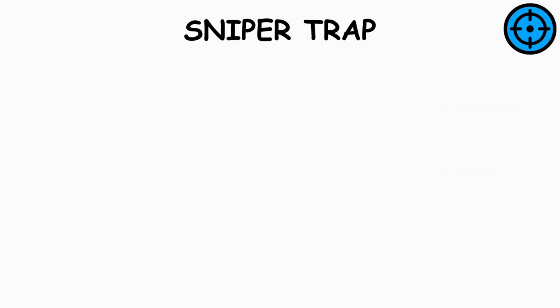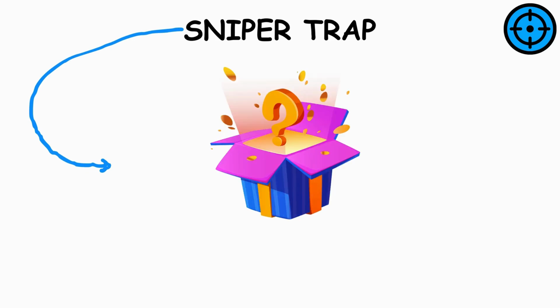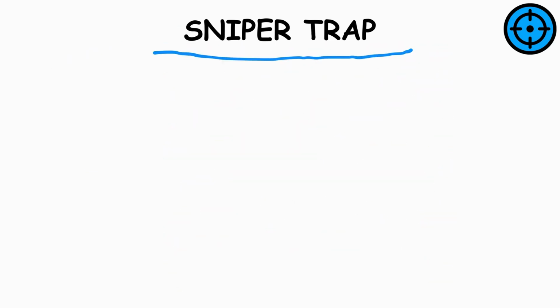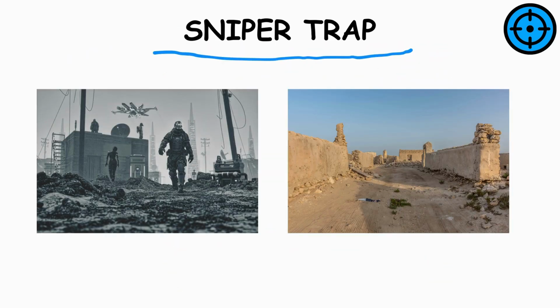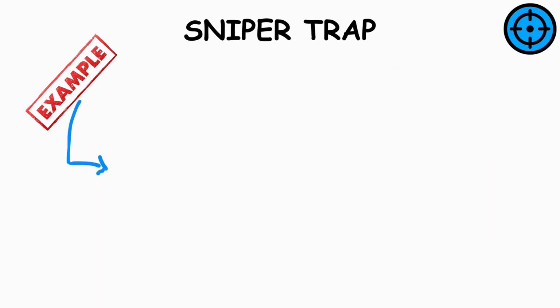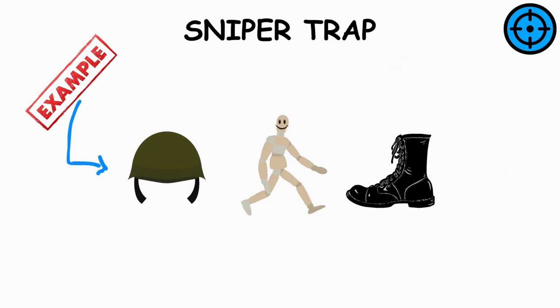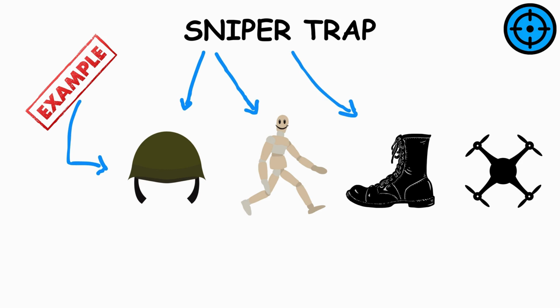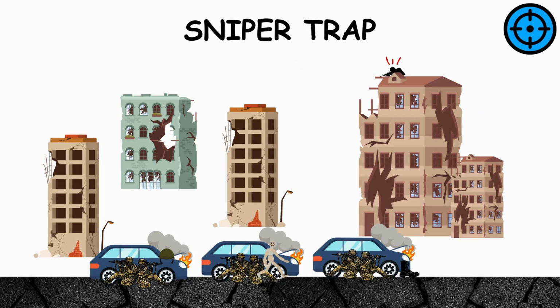Sniper Trap. The purpose of the sniper trap is to locate enemy snipers. This tactic is used in urban battles and open terrain. Sniper trap is done by using a false target that will attract the attention of the enemy sniper. For example, it can be a helmet, model mannequin, boat, drone. These objects are placed in the enemy sniper's field of view, and he is expected to fire.